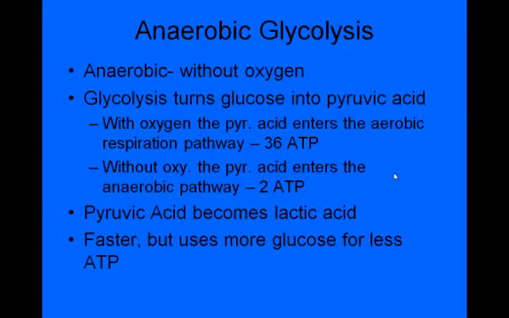That pyruvic acid will then become lactic acid. Now, it is faster than aerobic respiration, but it uses more glucose and ultimately ends up with less ATP. So, looking back, the direct phosphorylation and anaerobic glycolysis are fast ways for the muscles to make ATP, but you don't get a lot. Whereas aerobic respiration is slow, but it gives you the most ATP.